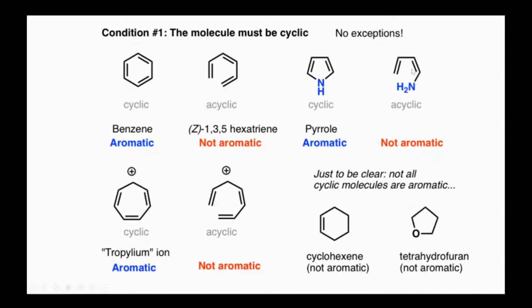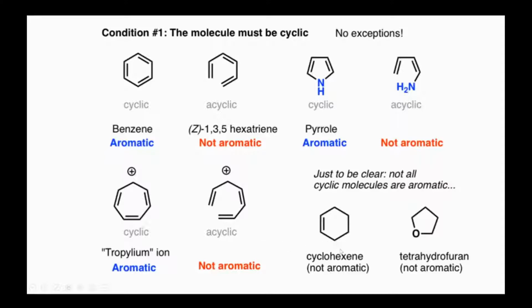So this compound is not cyclic, so it's not aromatic. Again, this is cyclic and it contains a positive charge, that's called the tropylium cation. It's aromatic. And this is not cyclic even though it contains a positive charge, even though it contains 3 triple bonds. They are conjugated, but it's not aromatic because it's not cyclic. And if it's not cyclic, we say it's acyclic.